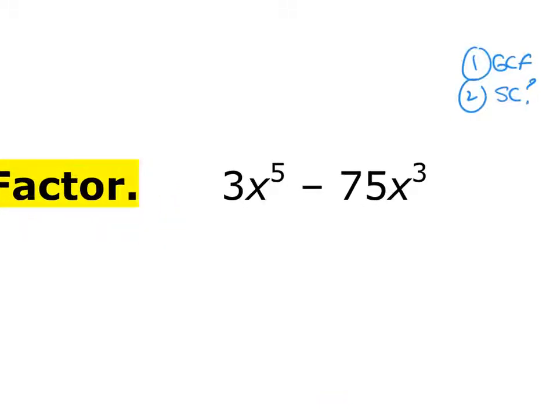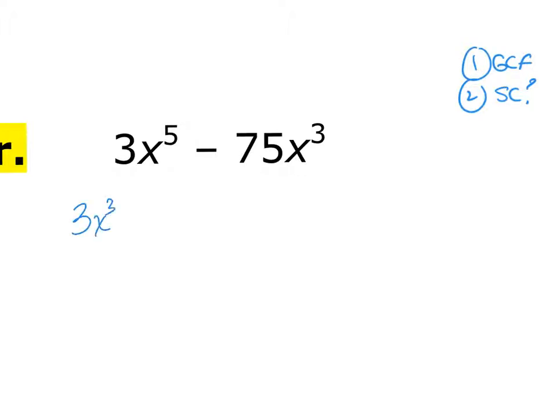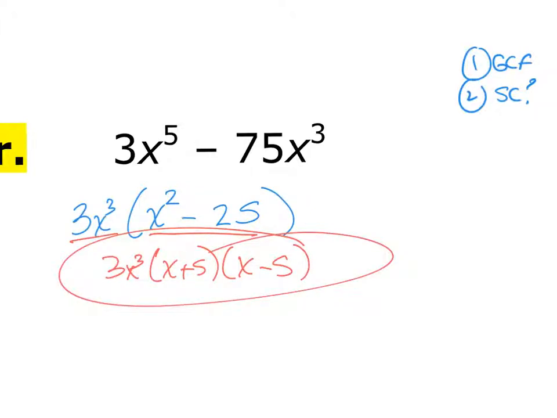Next guy. All right. Step 1, GCF. I could factor out a 3 and an x cubed. And I'm left with x squared minus 25. From that, you hopefully recognize that this is the difference of perfect squares. So this is x plus 5 and x minus 5. But don't forget that 3x cubed is still there. That's your final answer.